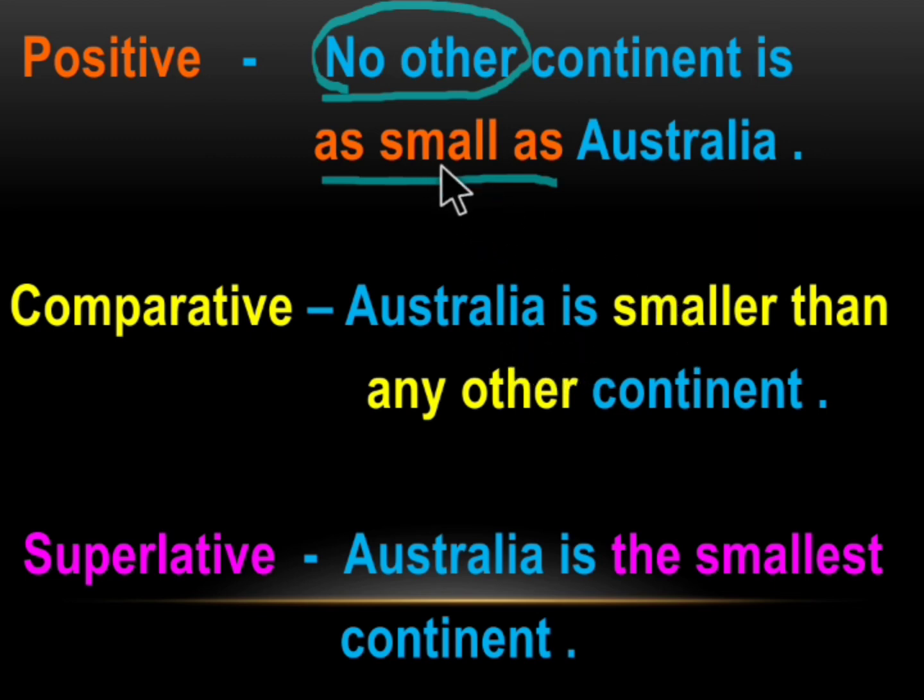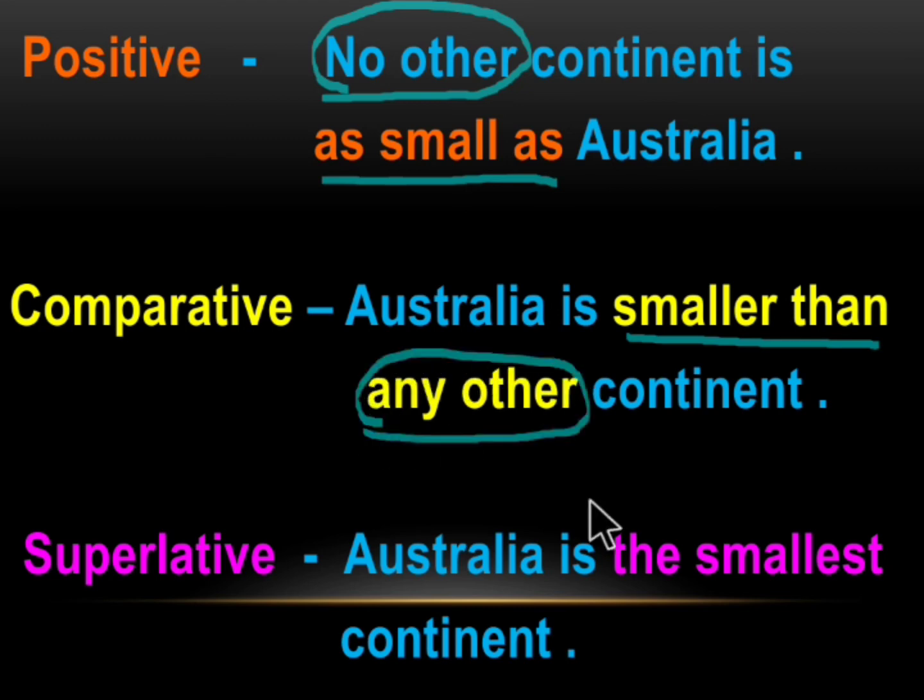The comparative form of small is smaller. Then we use than. This is the any other rule. That is the first type 1 rule. Any other continent. Australia is smaller than any other continent. So if no other is there in the positive degree, we use any other in the comparative degree. Now in the superlative degree, we begin as we have begun in the comparative degree. Australia is. So Australia is the smallest continent. So EST is applicable here. So we have written EST. The smallest. So this is the type 1.